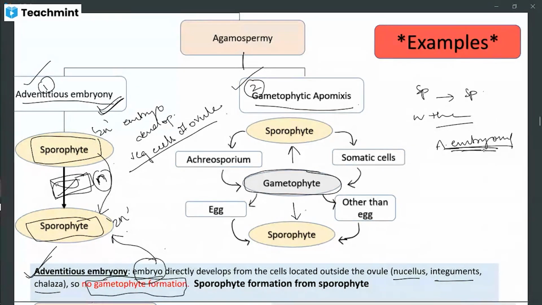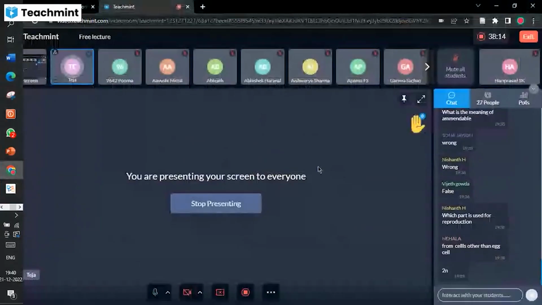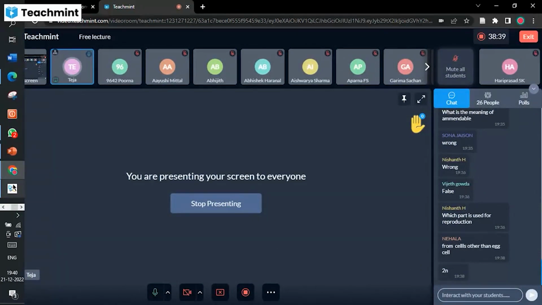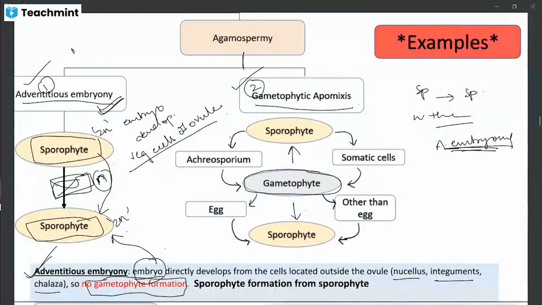And what are the examples of adventitious embryony along with the scientific names? Mangifera indica. Common name? Mango. And any other? Citrus. Good. So these two are the major ones, and another example is some kinds of orchids. So one is mango, Mangifera indica, then citrus, and orchids.